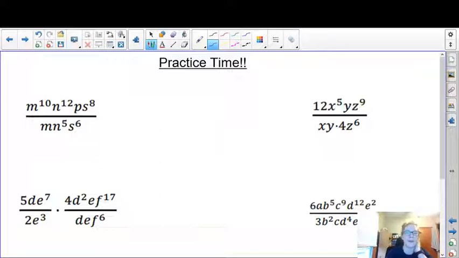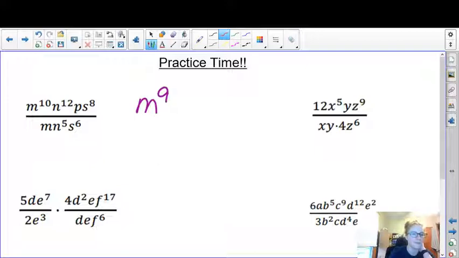All right, so again, we're going to start by identifying coefficients and then letters. So I see in the first one I don't have any coefficients, but I have 10 m's on top and a single n on the bottom. So 10 minus 1 is 9, so I have n to the 9th on top.